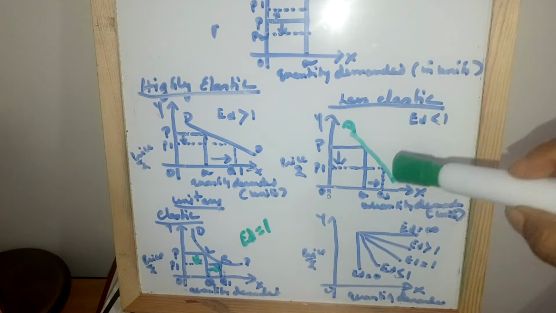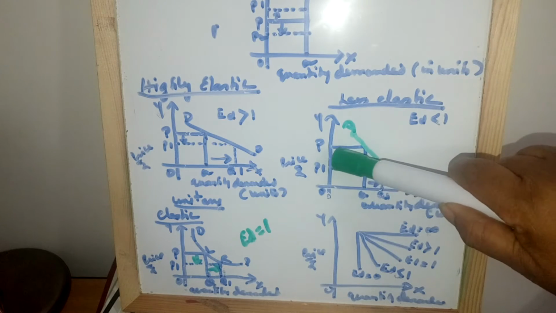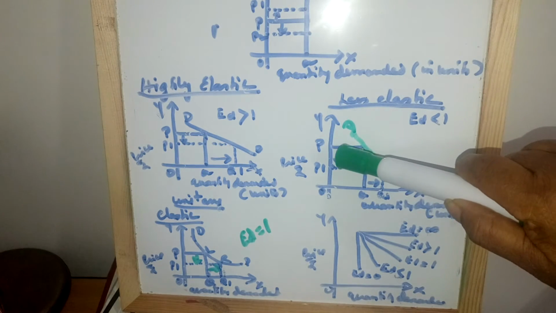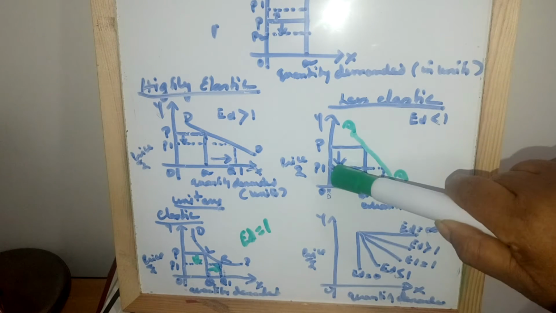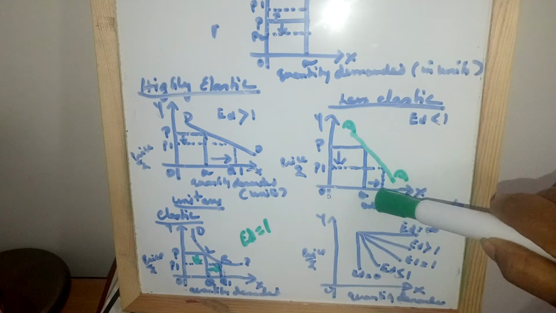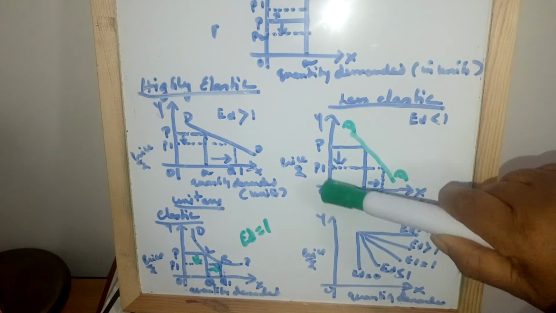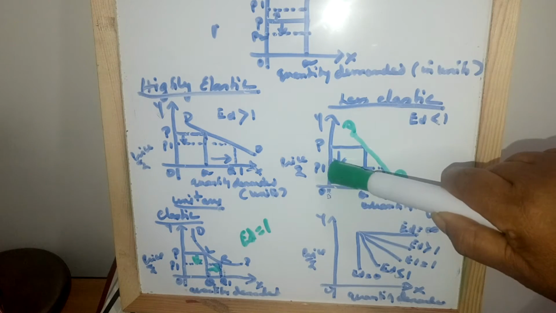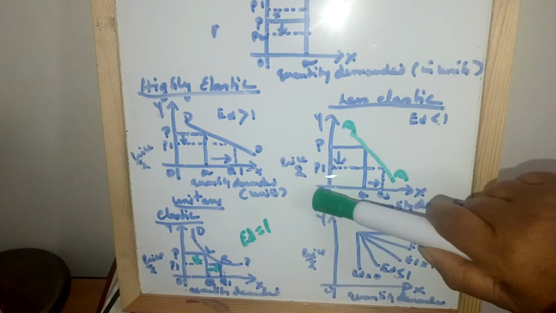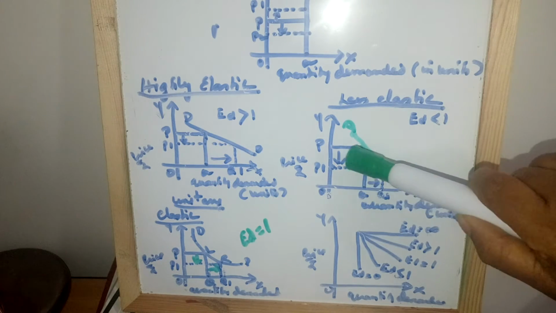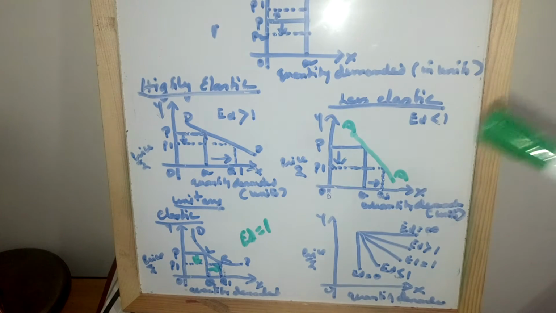That is because you find the change in price is more than the change in quantity demanded. Though the price is brought down to a larger level, the quantity demanded is not much more. So here from OP to OP1 the price decreases. Here the quantity demanded increases from OQ to OQ1, but it is less. So this is less elastic or inelastic.